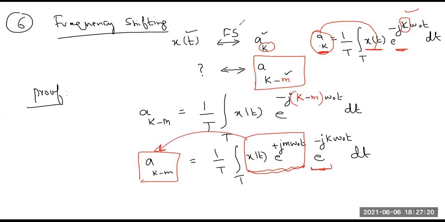So now I can remove this unknown: whenever you perform frequency shifting, the Fourier coefficient ak becomes ak minus m. So what is the new signal in the time domain? It is the original signal multiplied with this factor e plus j m omega naught. So this is clearly telling us that depending upon how much frequency shift is introduced, we have the same factor over here.